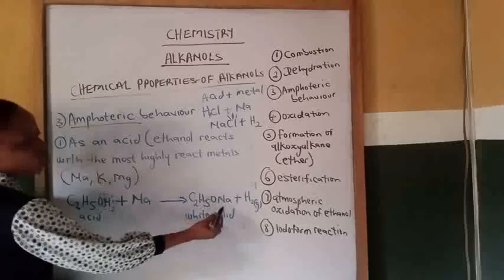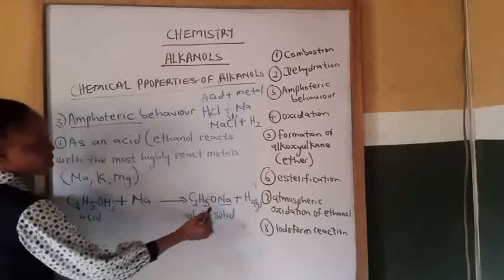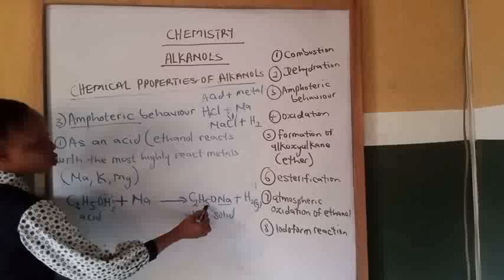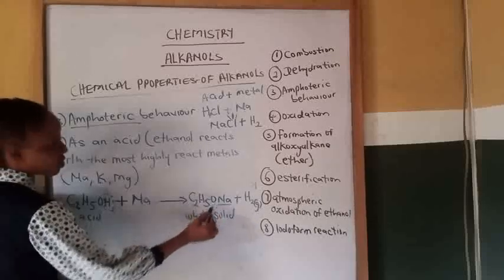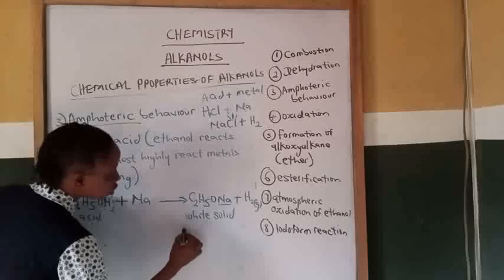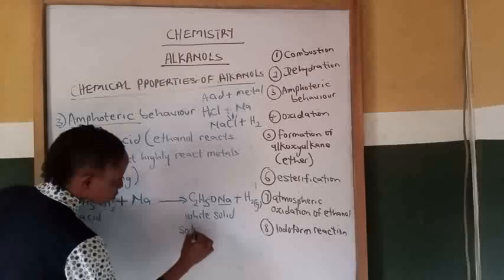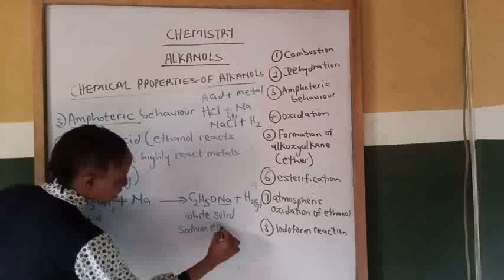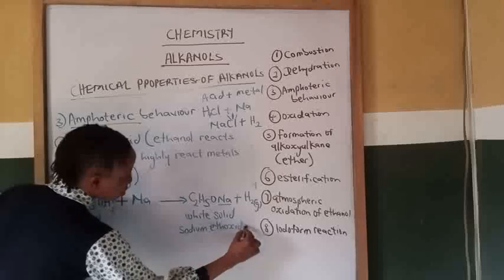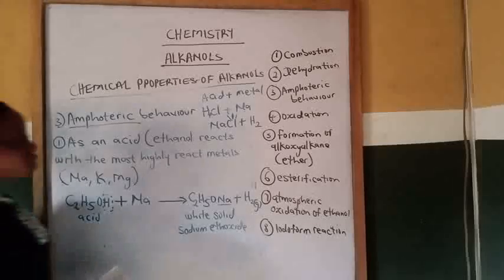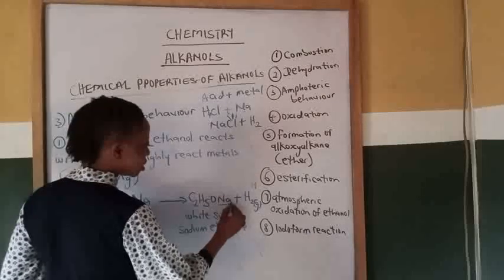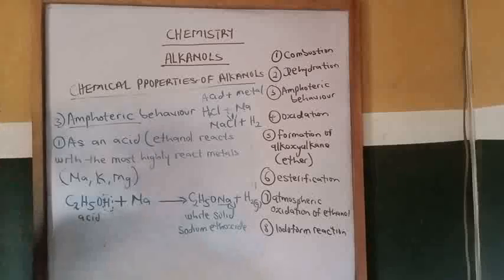So what's the name of this product? This is sodium, then C2H5 is ethyl, then oxygen. We call it sodium ethoxide. So a white solid of sodium ethoxide is formed. So this is our product.